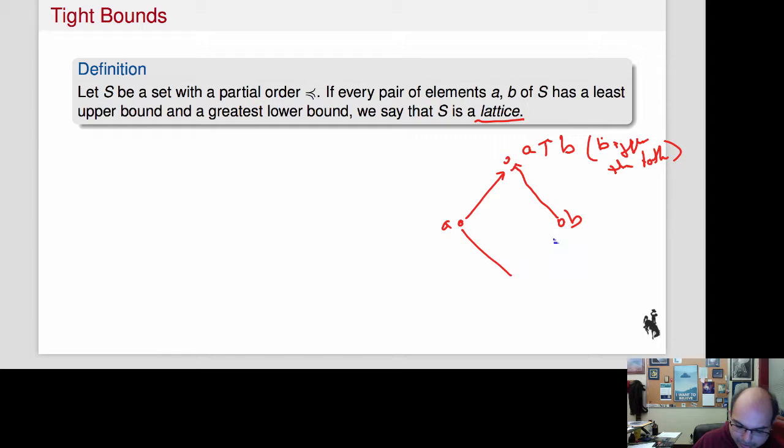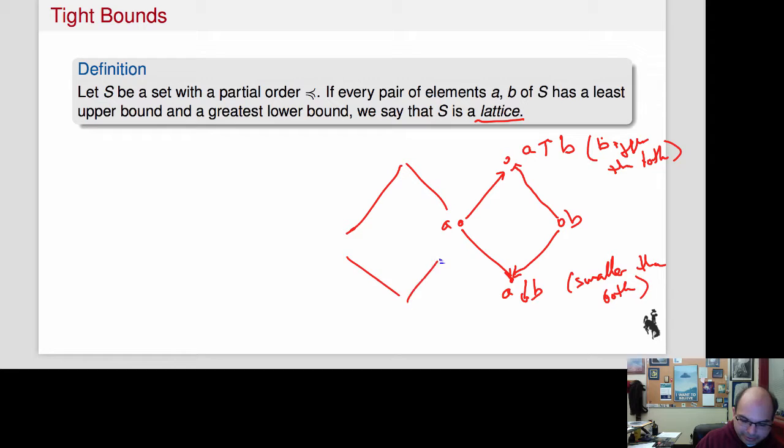From A and B, I can also go down and find something that I'm going to call A down arrow B, and this is smaller than both. By the way, we call this a lattice because once you start having this, if there's any other point, then you can build the same thing. So this is C, A up arrow C, A down arrow C, and so on. And you see that it builds kind of diamond repeating patterns.